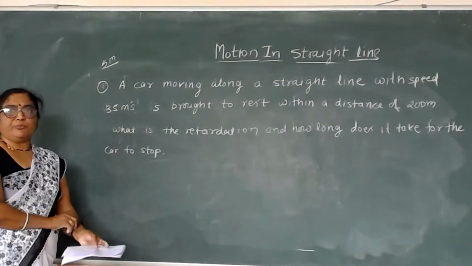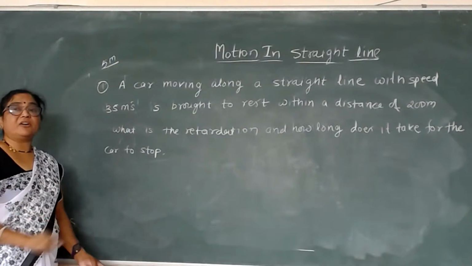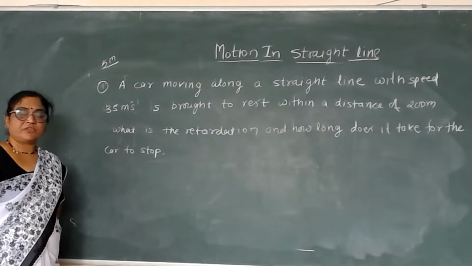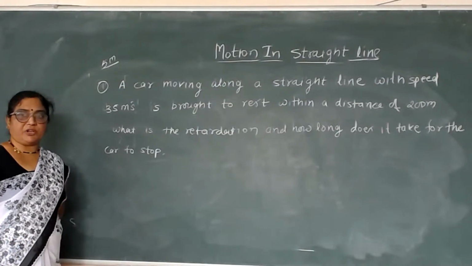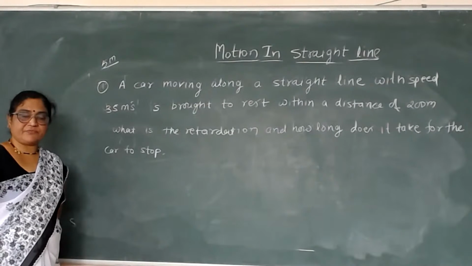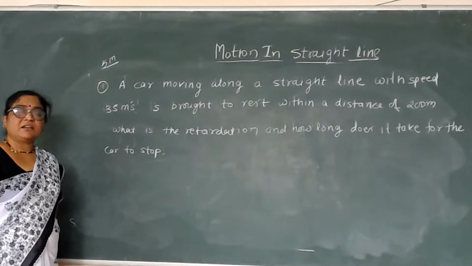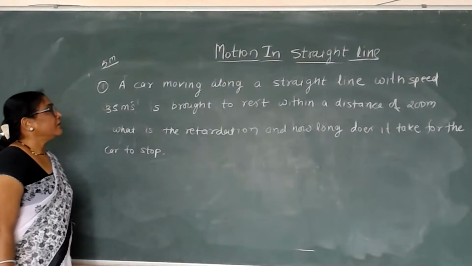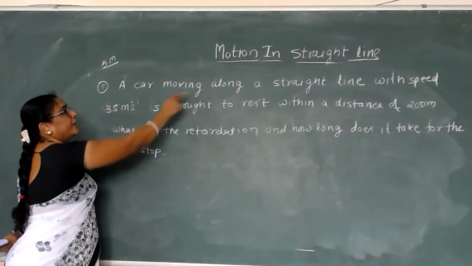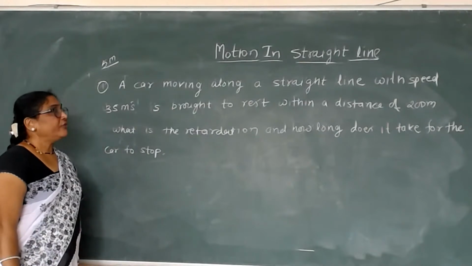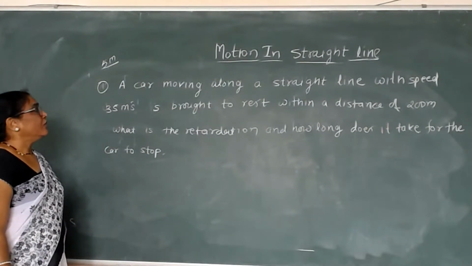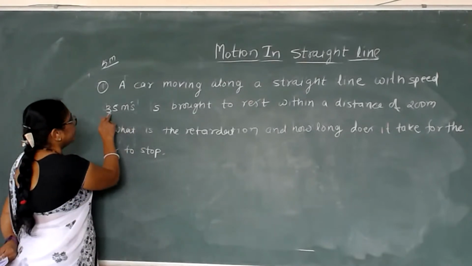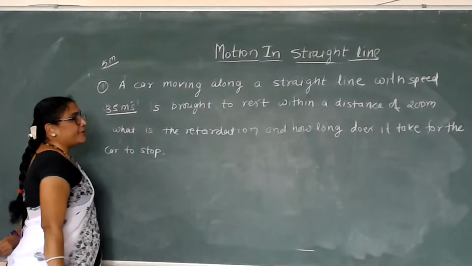So when we solve numericals, first read the question carefully, then find out the given values, use the related formula and simplify. For numericals in theory exams, calculators are allowed. So here, a car is moving along a straight line with a speed of 35 meter per second.